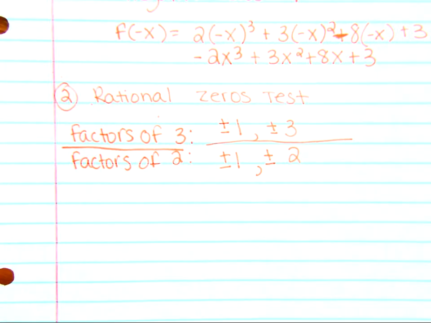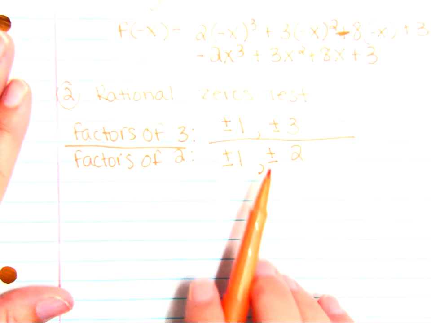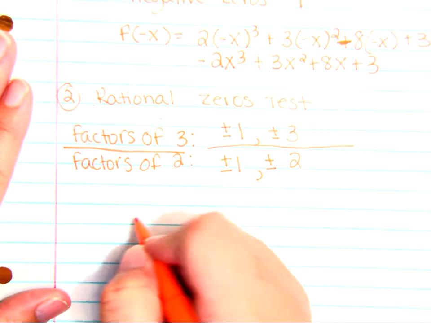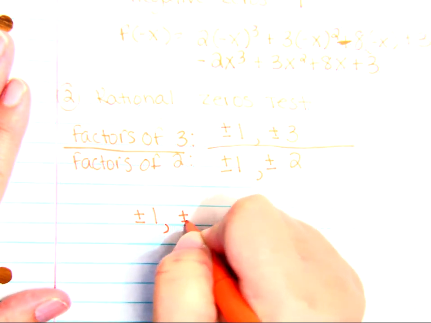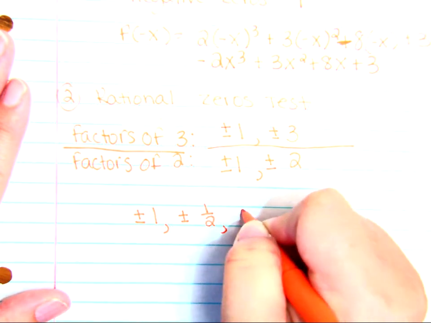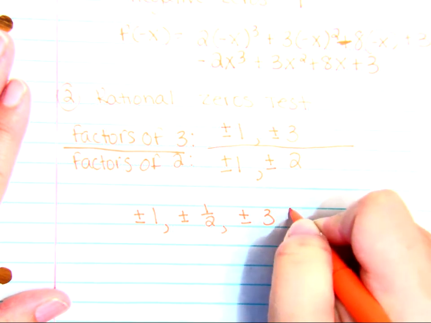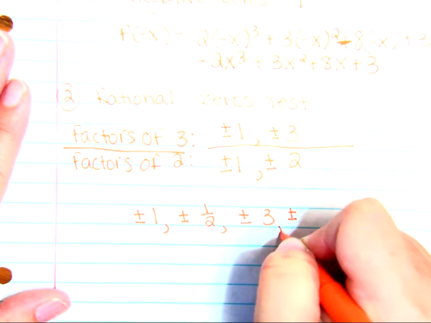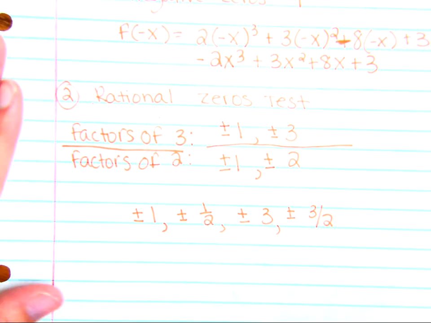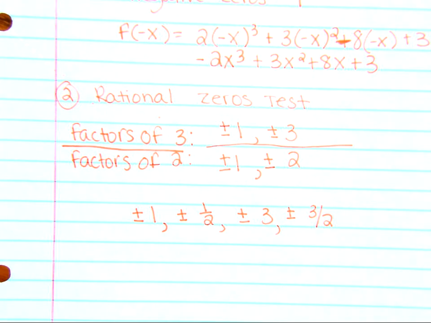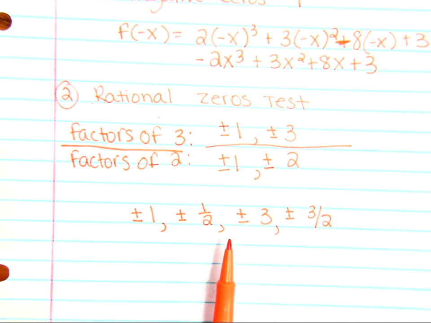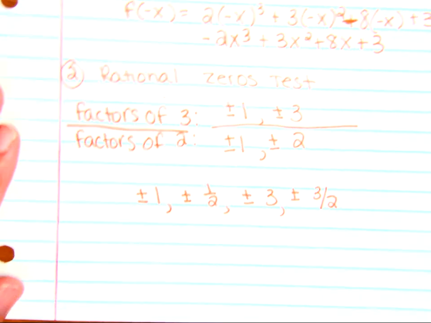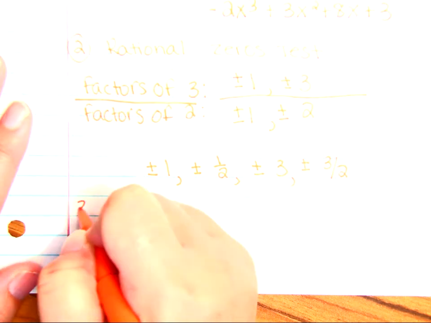Okay, so my possible factors, remember I'm going to go and take each thing. So possible factors would be plus and minus 1, plus and minus 1/2, plus and minus 3, and plus and minus 3/2. Okay, now this is the new part. Now that I know one of my rational zeros is going to be one of these numbers, I'm going to graph it.